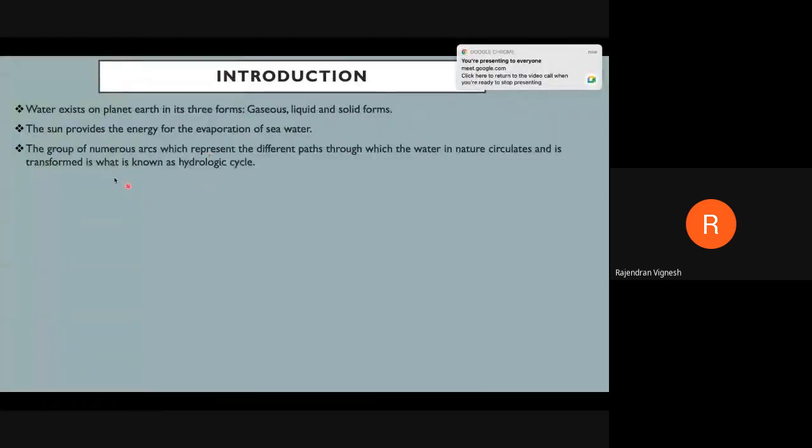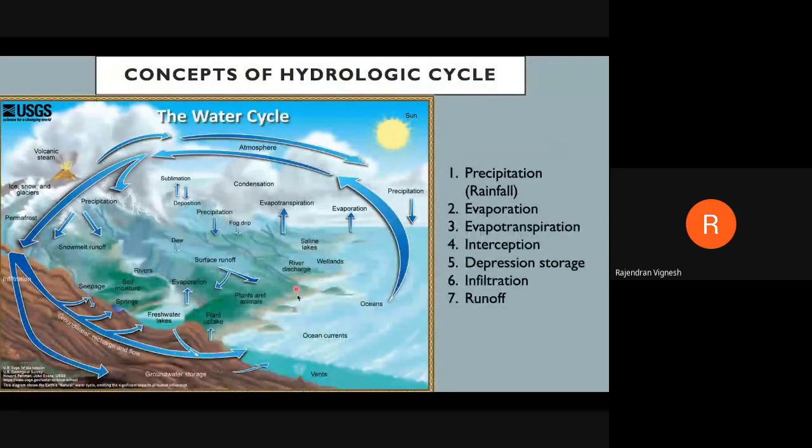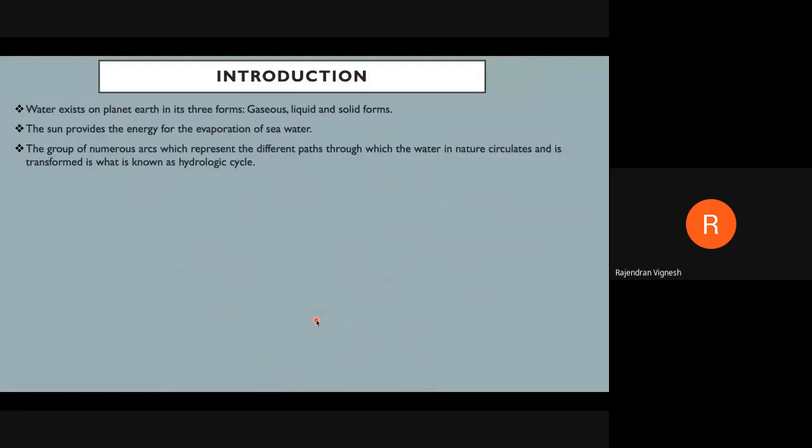Okay. Next, there are numerous arcs. The arcs tell about the different pathways through which the water can travel. We just saw the different arcs, the different pathways through which the water can travel from the earth to the atmosphere and from the atmosphere to the earth. Those are called the different types of arcs. How it circulates and what actual process is happening on the land, on the water surface, and in the ocean, that information is called the hydrologic cycle. We just saw that now, right?